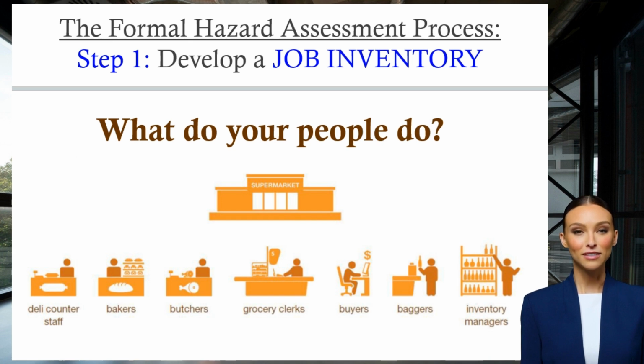The question to ask is simple. What do your people actually do? Every organization is different, so your job inventory will vary depending on your industry and daily operations. Let's say you run a supermarket. Your job inventory might include deli counter staff, bakers, butchers, grocery clerks, buyers, baggers, inventory managers. This visual example shows how different roles contribute to the same work environment, each with their own tasks, tools, and potential hazards. Next, we'll move on to step 2.